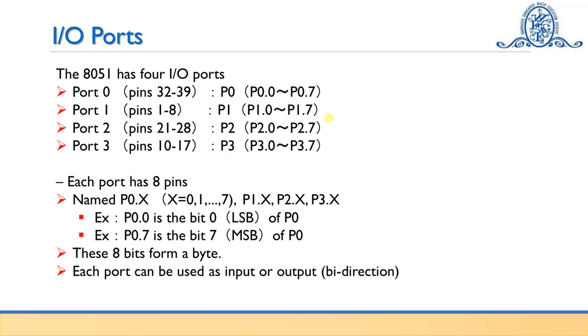Now the names are given as P0.x, where x can be 0 to 7. So it is P1.x, P2.x, P3.x, and for example, P0.0 is bit 0 of port 0 and P0.7 is bit 7 of port 0. Out of this, one is the LSB, the other is the MSB, and these 8 bits form a byte. Each of these ports can be used either as input or as output, so these are bidirectional ports.